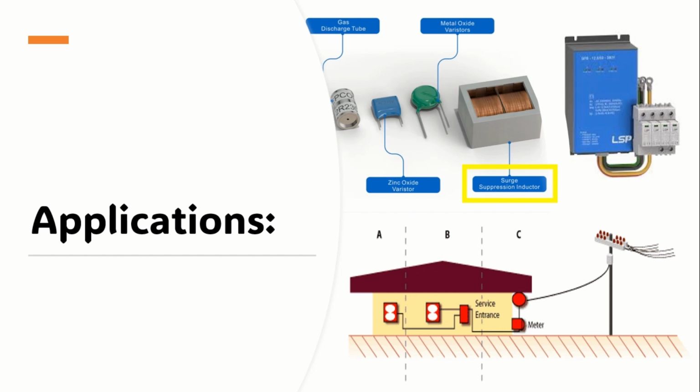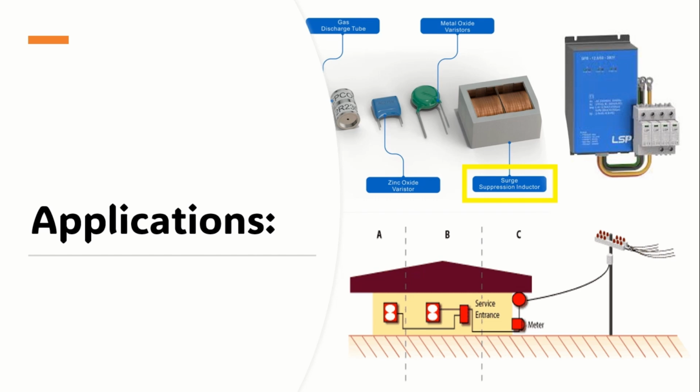What is the role of the inductor in surge protection? First, it stores energy. Inductors store energy in their magnetic field when current flows through them. In the event of a surge, the inductor resists rapid changes in current, helping to limit the rate at which the surge current reaches sensitive components, effectively preventing damage to downstream electronics. So this is another role of the inductor, which is current limiting.